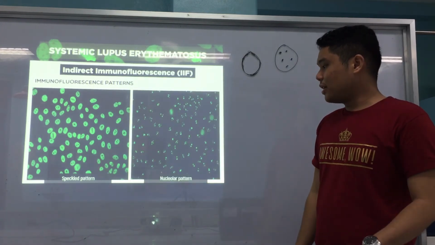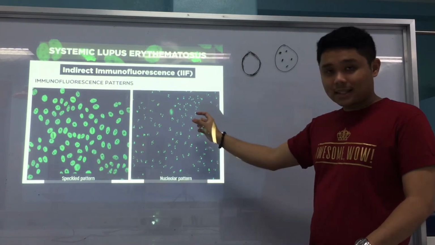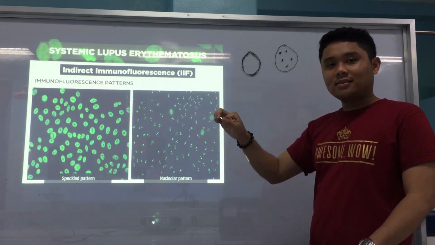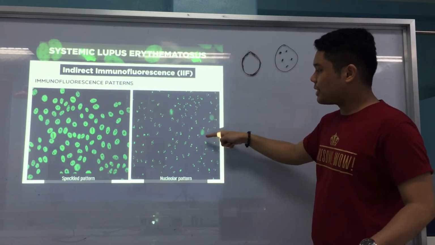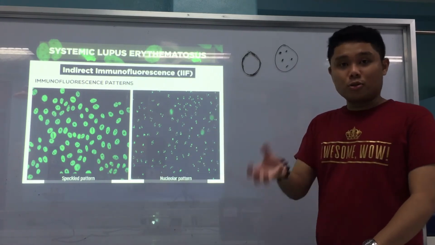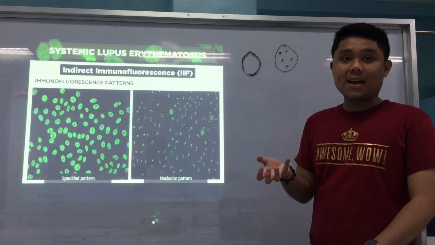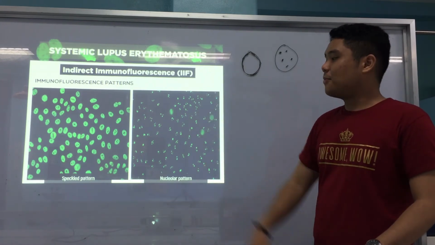And next is your nucleolar. As you can see, the specks are not that big or prominent compared to your speckled, because again, you are only staining your nucleolus. So it's only a small part of your nuclei.